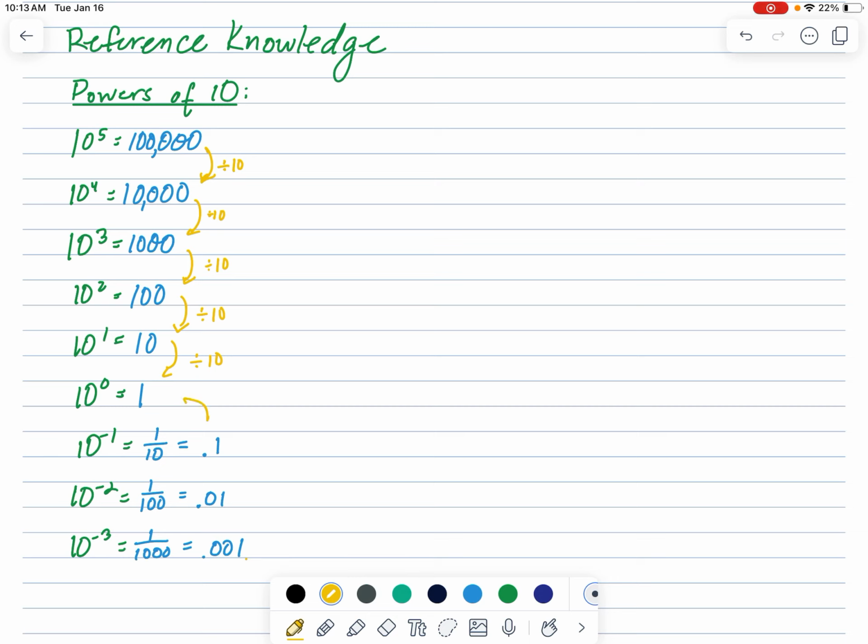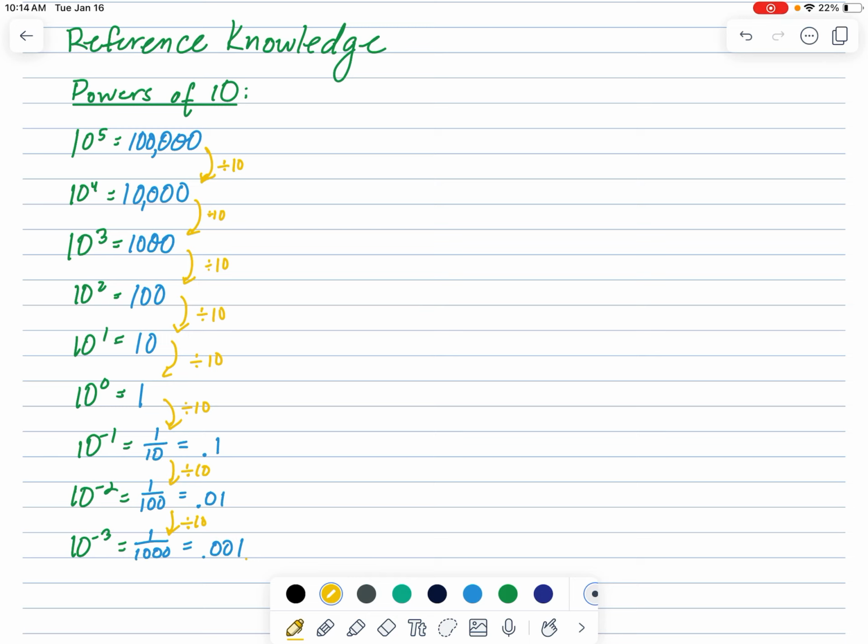If we divide that 1 by 10, we get 1/10. If we divide 1/10 by 10, we get 1/100th. And if we divide 1/100th by 10, we get 1/1,000th. So that's where those come from.